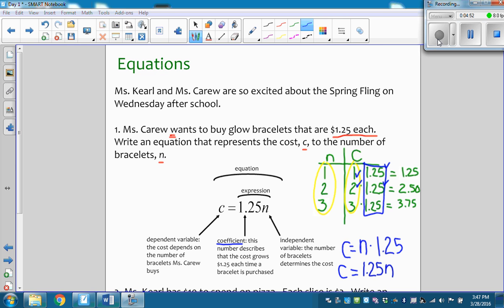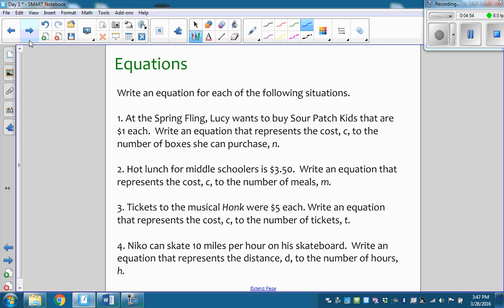So let's practice a few examples. Write an equation for each of the following situations. At the spring fling, Lucy wants to buy Sour Patch Kids that are $1 each. Write an equation, so we need an equal sign that represents the cost, so C is going to be our variable, to the number of boxes she can purchase. N represents the number of boxes.